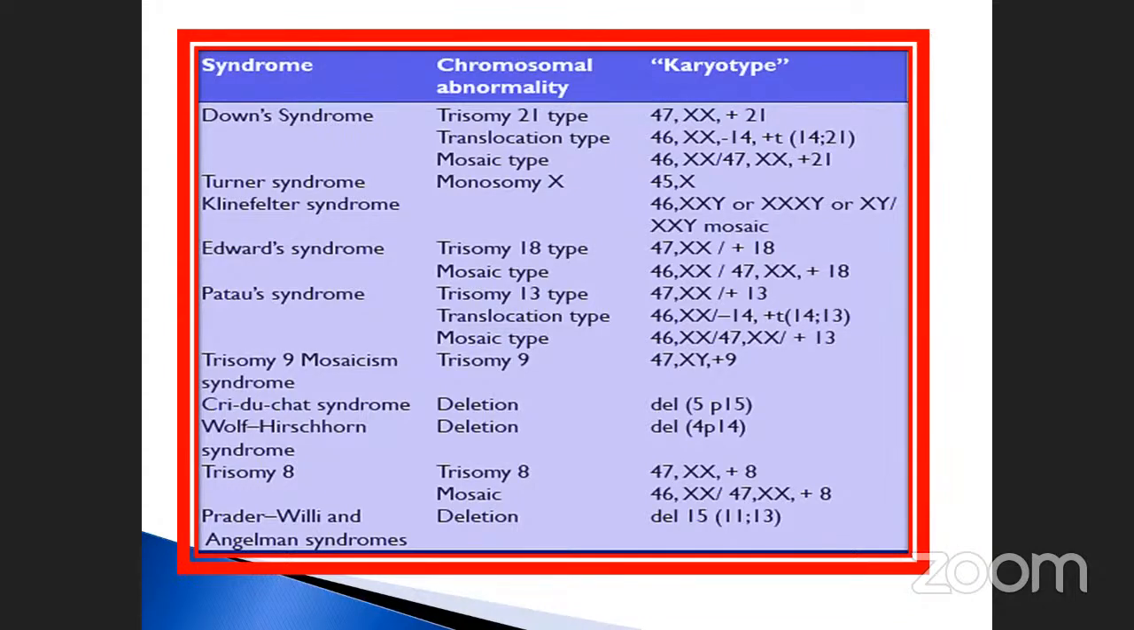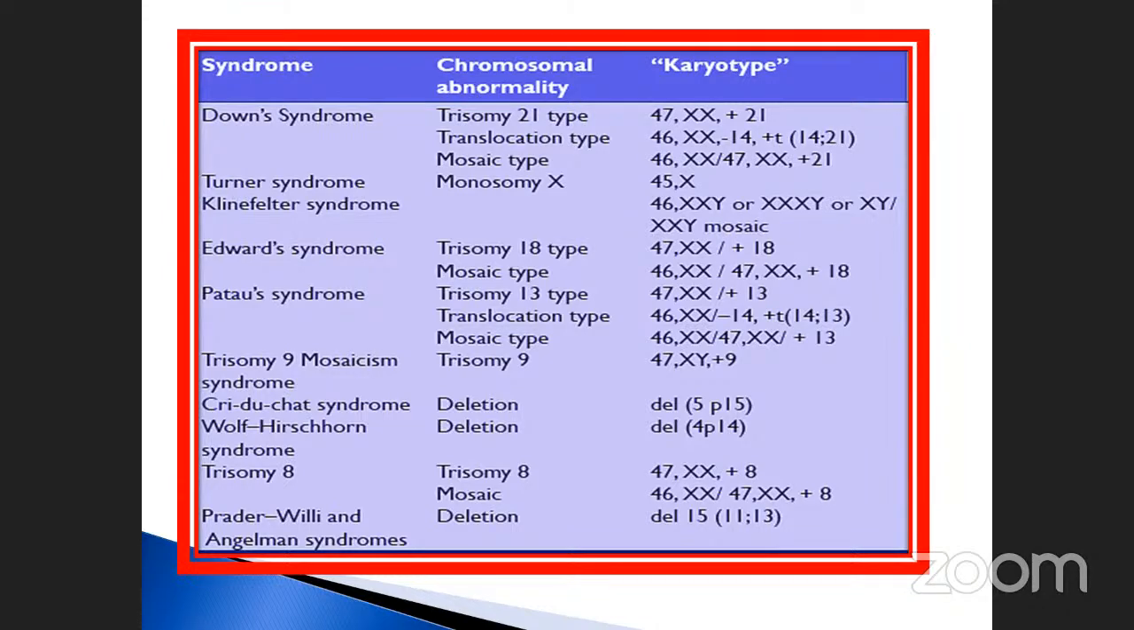Edwards syndrome, trisomic 18 type, 47 XX. Okay, 47 XX, what is the meaning? 48 divided by 2 means we will get 18 plus XX. Mosaic type, see here, there is a type where one is reduced from the previous one, the natural one. Patau syndrome, trisomic 13 type, translocation type, mosaic type is also there. Trisomic 9 and also mosaicism, trisomic 9. Okay, 47 XY plus 9 here, syndrome.